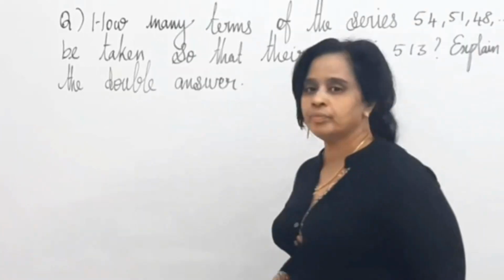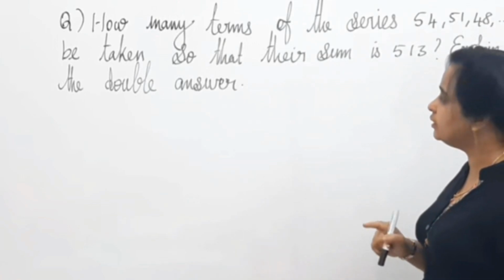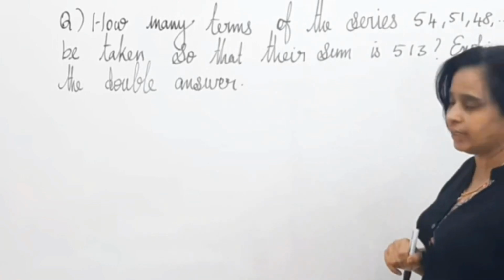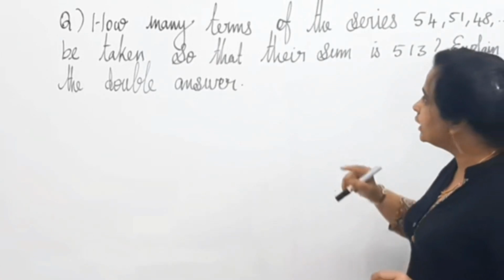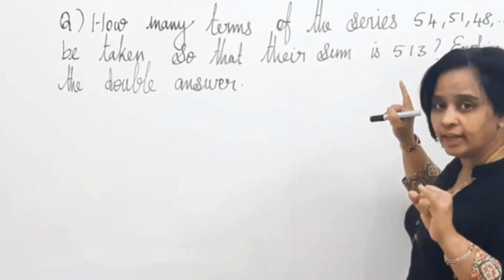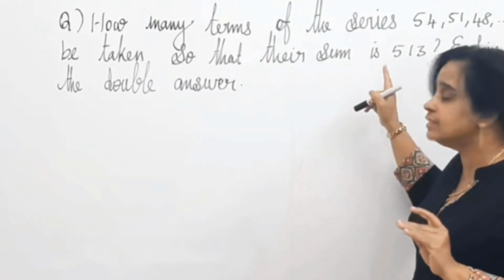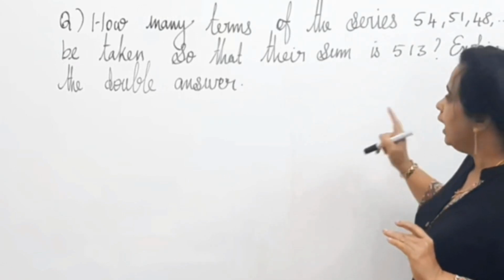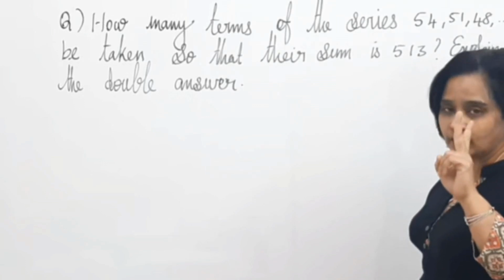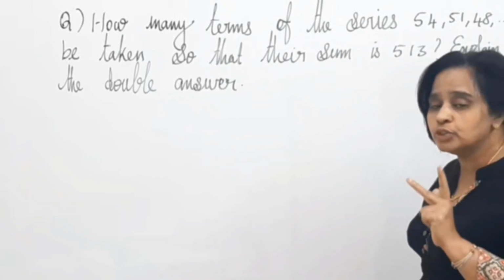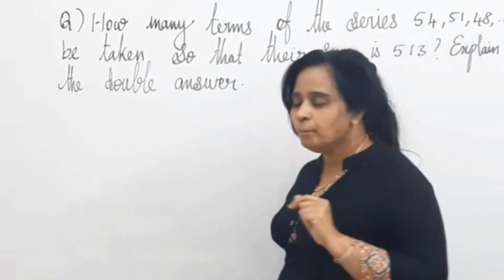As simple as that. How many terms of the series 54, 51, 48 be taken so that their sum is 513? Explain the double answer. That means you are given the series, you can find a, d, and of course n is not known, and the sum is given, Sn is equal to 513, and explain the double answer. That means you have to expect there will be two answers, and you have to explain how you get 513 as the sum for those two answers. That's the meaning of this question.